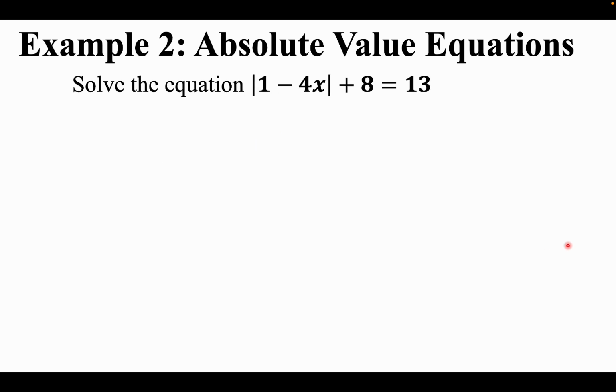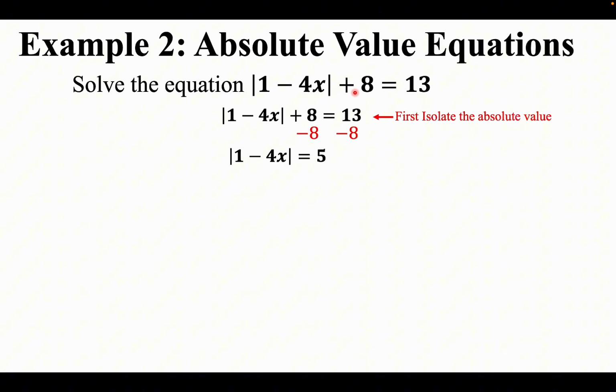What if I have this equation? Well, in this case, we're going to have to follow through the steps. Let's isolate the absolute value. As you can see, the absolute value is not isolated because of the +8. So the first thing we have to do is get rid of this 8. So we're going to subtract 8 on both ends, and then you get absolute value of 1 minus 4x equals 5.